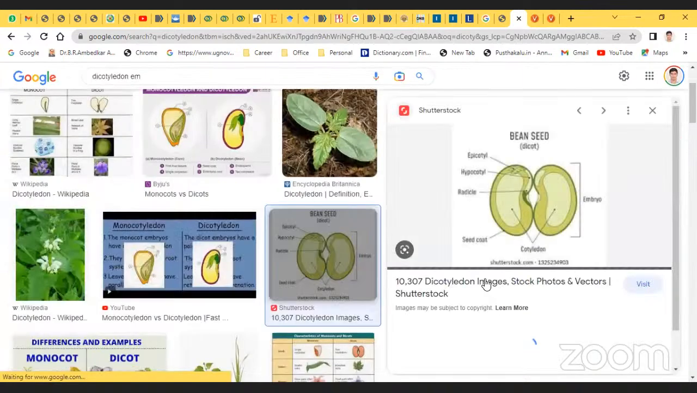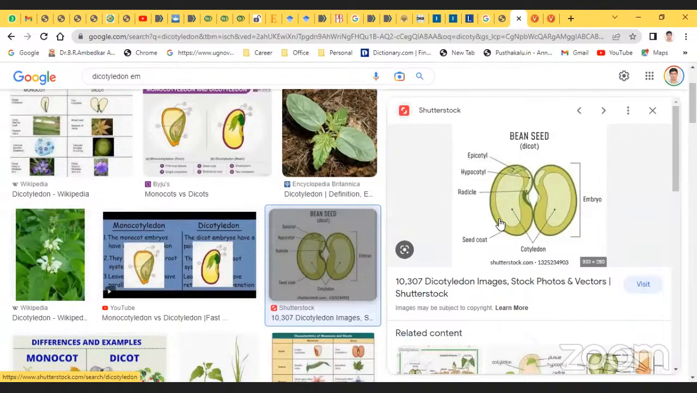So generally, these two are the cotyledons. My slide is visible? Yes. So for example, bean seeds. The bean seed is under the dicots. The entire right side part is called the embryo. These are the cotyledons. How many cotyledons? Two cotyledons. Above the cotyledons is the seed coat. It is the radicle, hypocotyl, epicotyl.